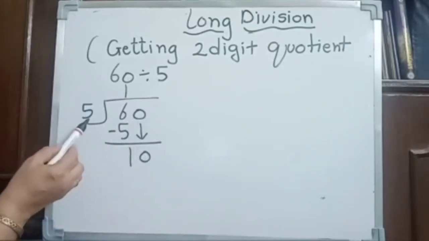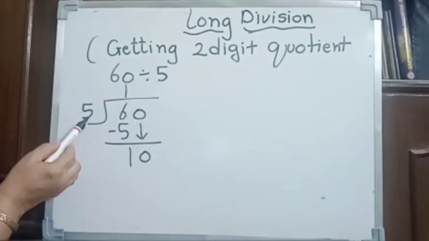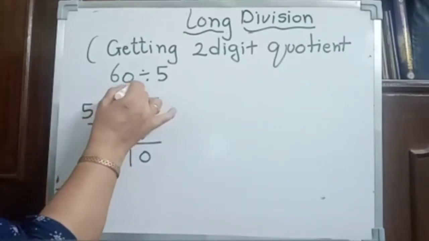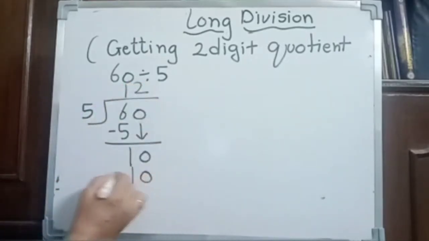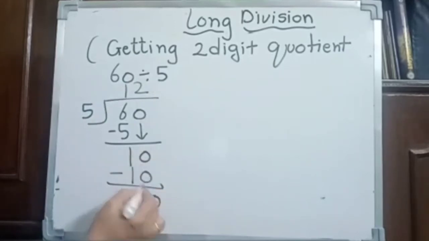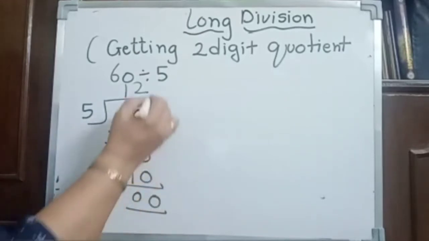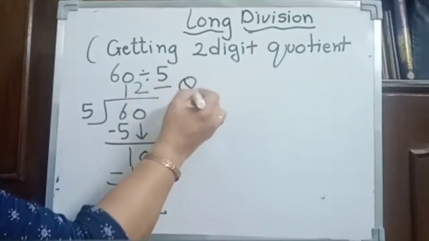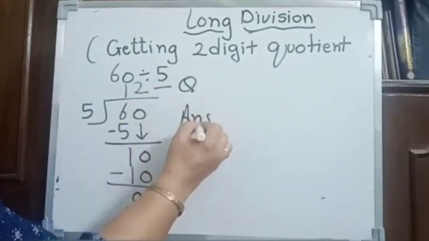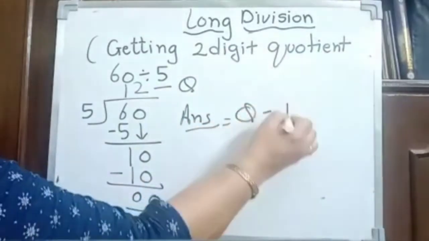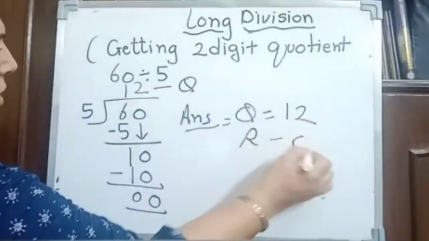Now again call out the table of 5. 5 ones are 5, 5 twos are 10. Now 0 minus 0, 0, 1 minus 1, 0. Now we have no remainder. Remainder is 0. Quotient is 12. So the answer will be quotient 12, remainder 0.